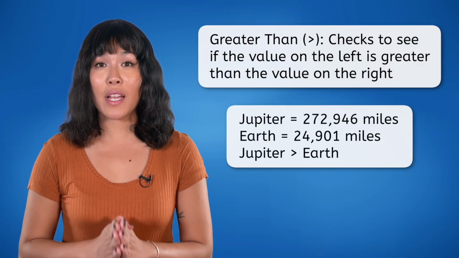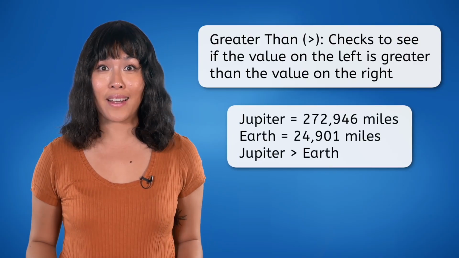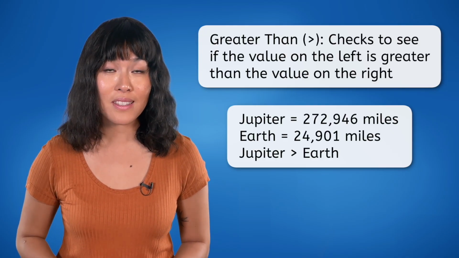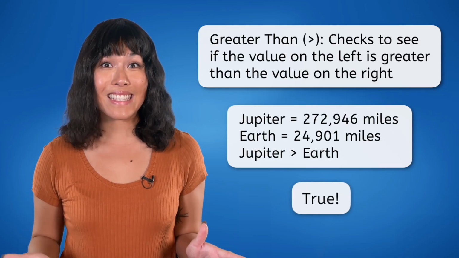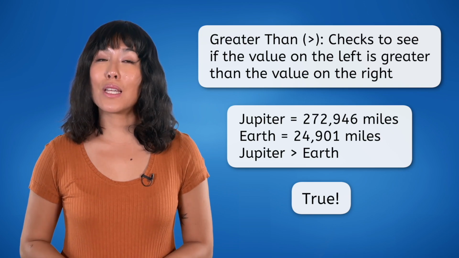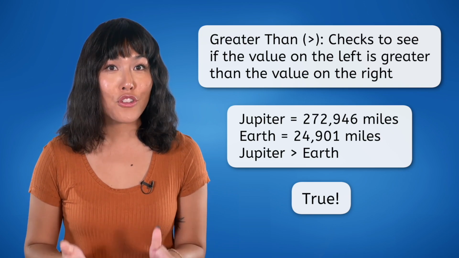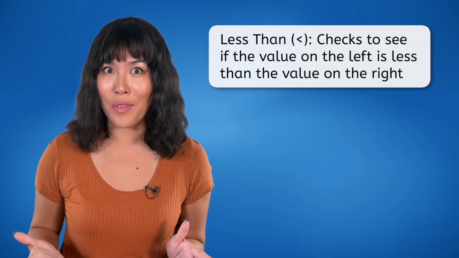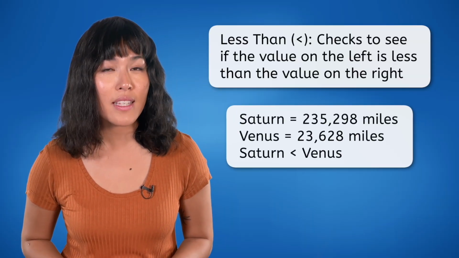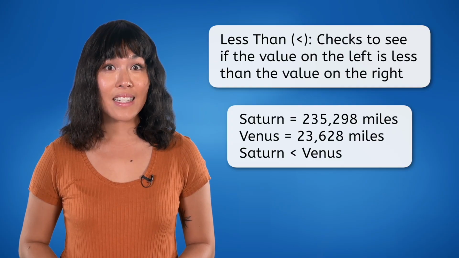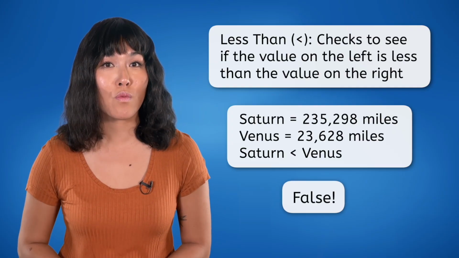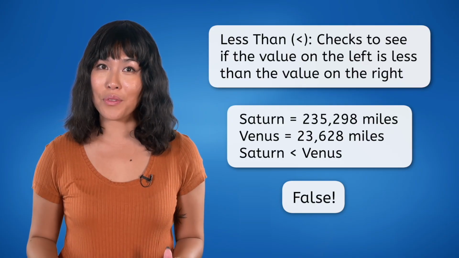Imagine you're comparing the circumference of two planets. Is Jupiter greater than Earth in circumference? Yes, it is. This comparison would result in a value of true. The less than operator checks if the value on the left is less than the value on the right. Is Saturn less than Venus in size? No, it is not. This time the comparison results in a value of false.